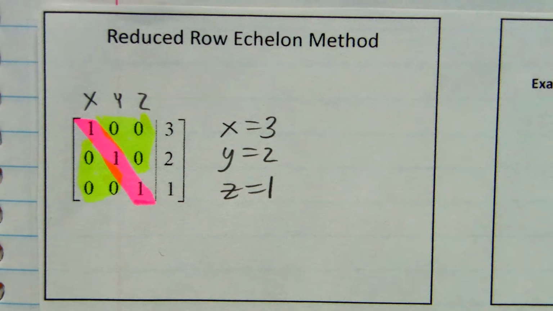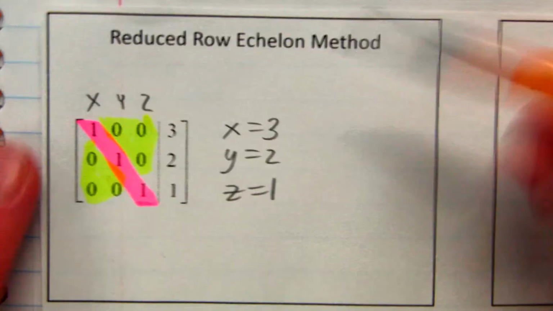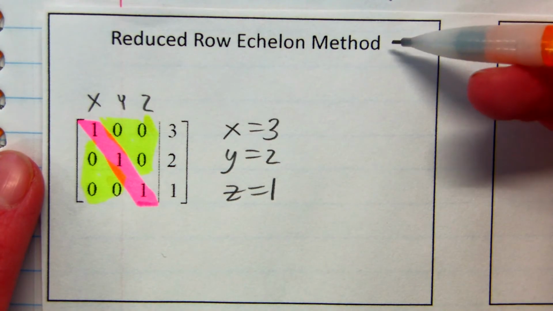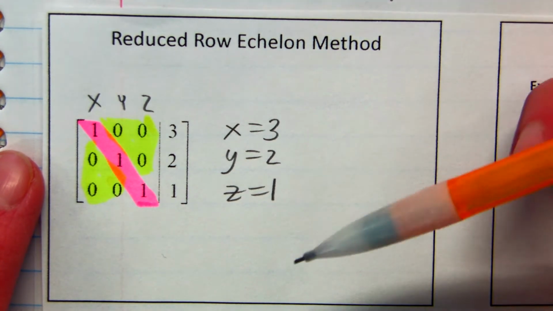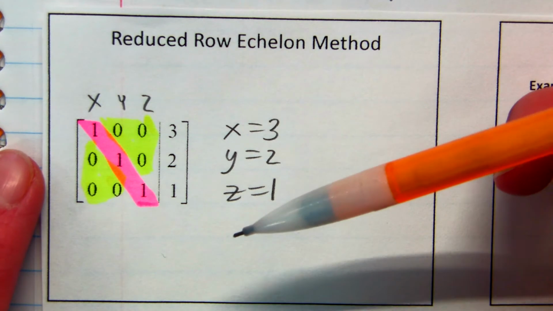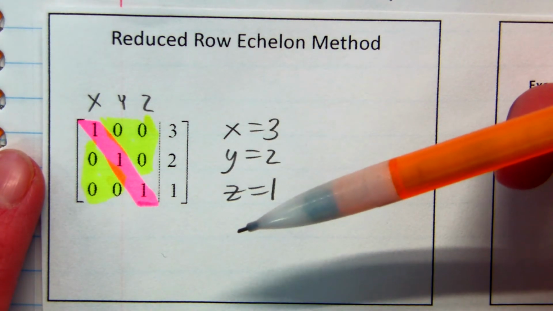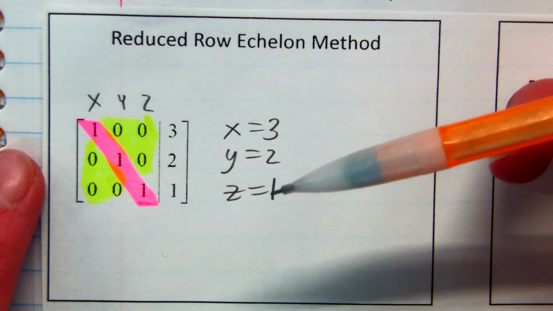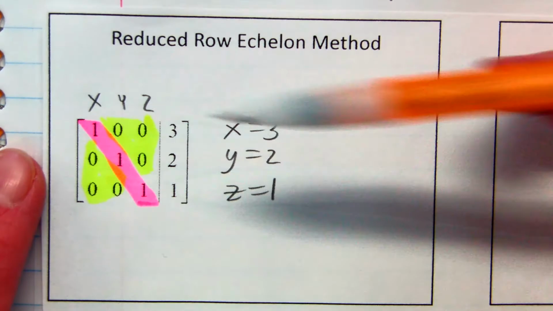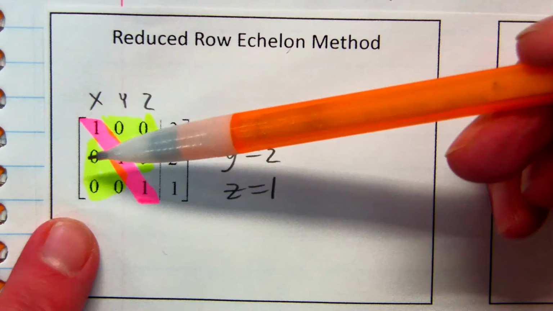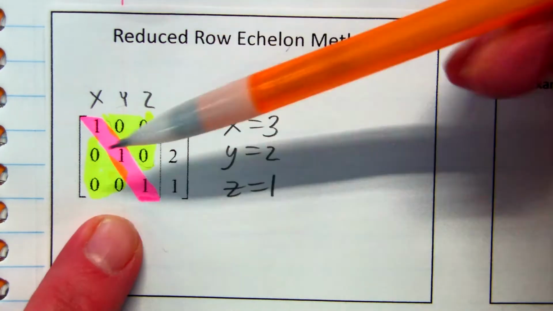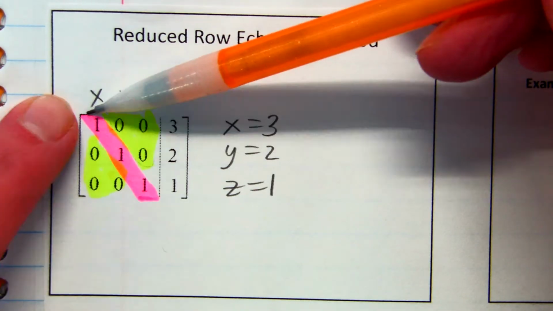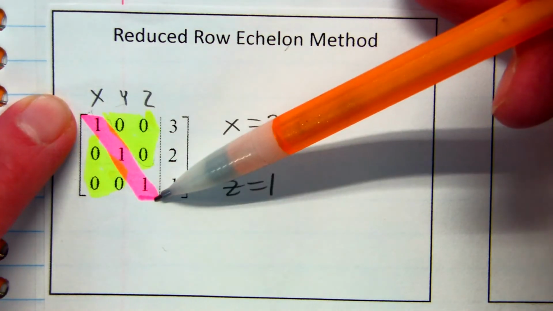Right, so let's go back to where we were. Reduced row echelon form is a step above row echelon form. The calculator will actually solve for x, y, and z for you. There is no solving involved. When you have reduced row echelon form, you will have a triangle of zeros over here, a triangle of zeros over here, and a line of ones going from the upper left to the lower right.